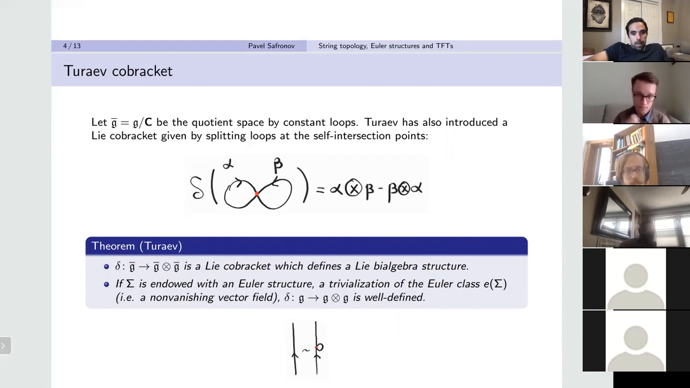Okay. And so in either of those two situations, either if you look at loops mod constant loops, or you choose an Euler structure, you obtain a Lie bialgebra. So you have the Goldman bracket and Turaev cobracket.